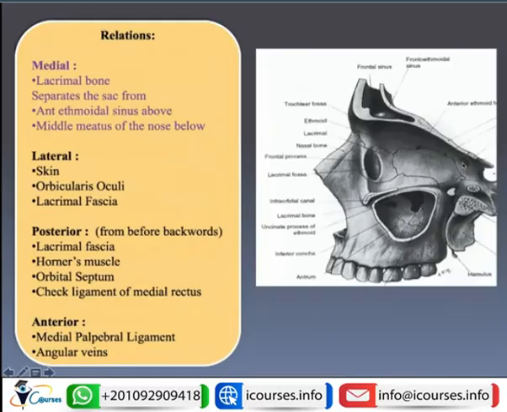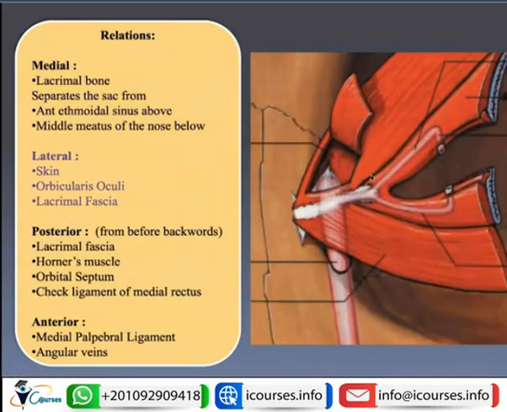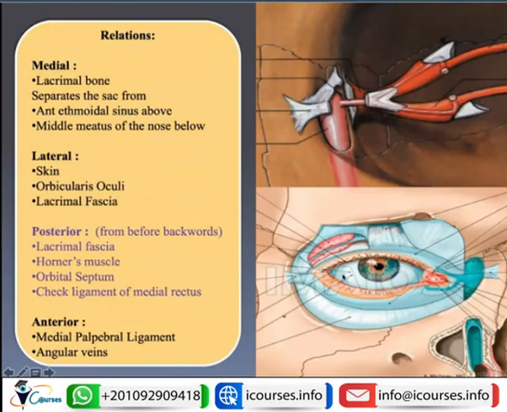So what are the relations of the lacrimal sac? Medially to the lacrimal sac, we have the lacrimal bone, as you can see here. This lacrimal bone separates the lacrimal sac from the ethmoidal sinus and the middle meatus of the nose. Lateral to the sac are the skin, orbicularis oculi and lacrimal fascia. Posterior to the sac, as you can see here, there will be the lacrimal fascia that encloses the sac, the Horner muscle, and behind the Horner muscle, the orbital septum.